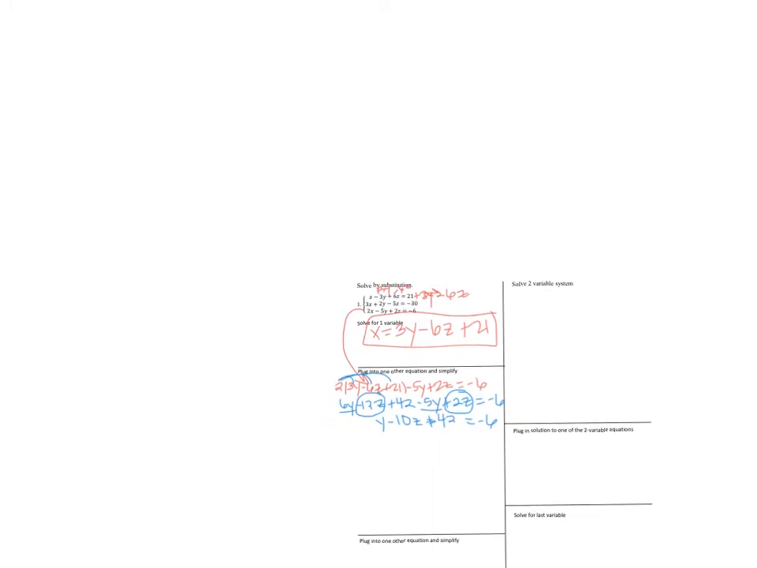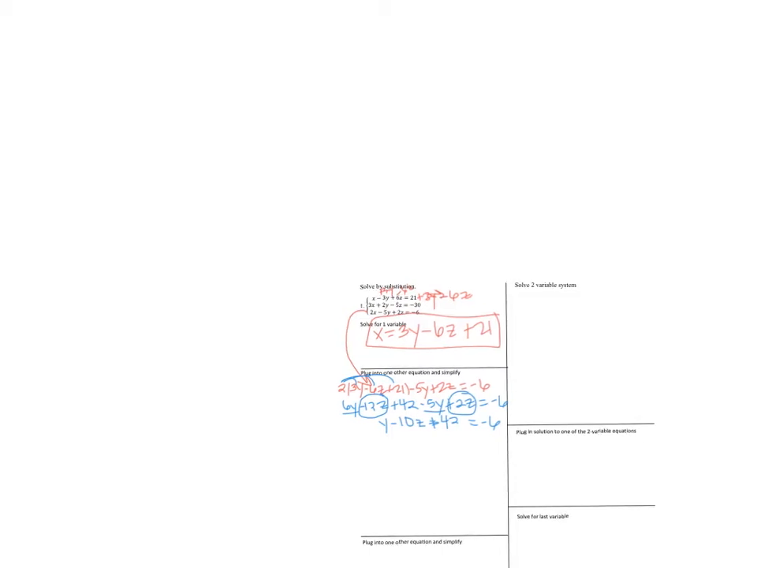In order to have everything where it should belong as far as combining like terms and making sure everything is together on one side, I'm going to subtract this 42 so that it can come over here with the negative 6, and all our constants will be together. So I have y minus 10z equals, when I combine negative 6 and negative 42, I get negative 48, okay? So I've simplified it into a two-variable equation.